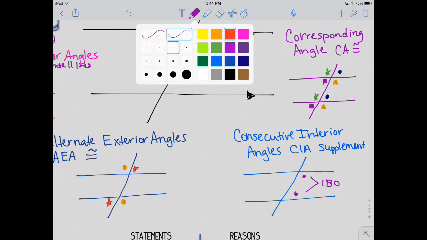And so we're down to the last one. So we know that angle 4 is congruent to angle 5. And so if angle 4 is congruent to angle 2 and angle 2 is congruent to angle 5, then we use the transitive property to get there.